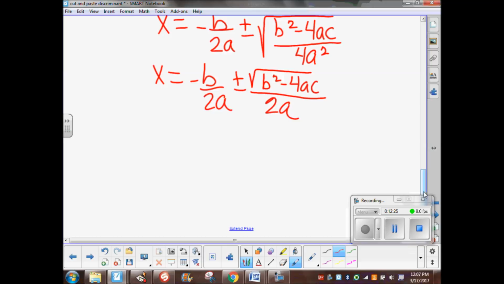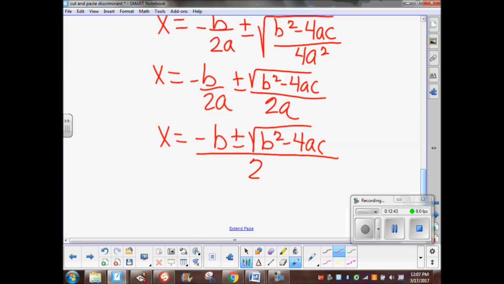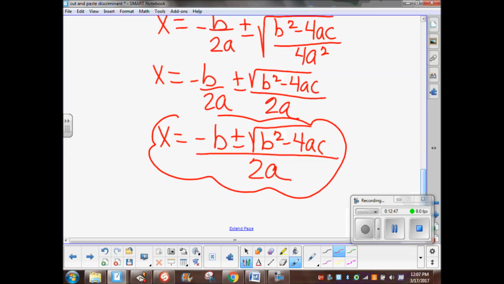Now, what do I have? Simply here, I have two fractions. When I add or subtract fractions, I need a common denominator. Do I already have a common denominator? Yes. I do, so this is where we can write it all over the common denominator. There it is. Okay?